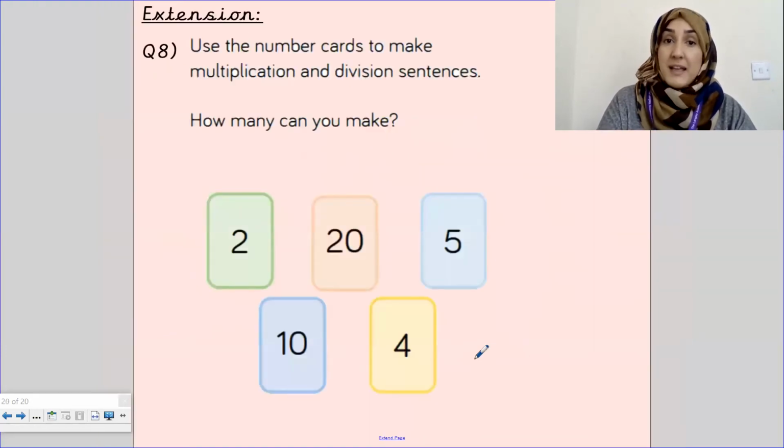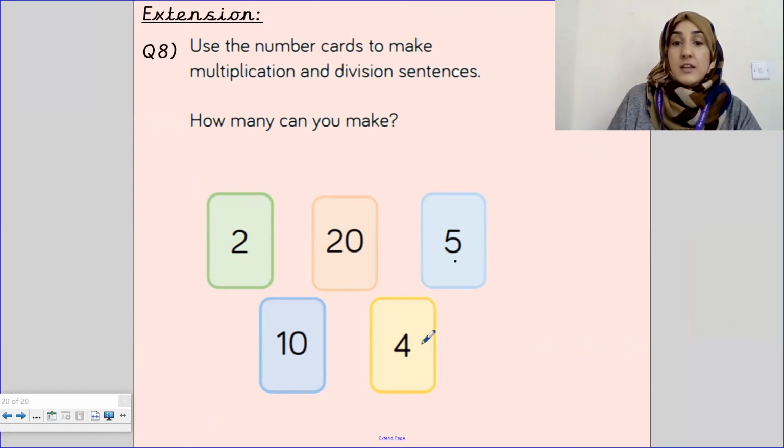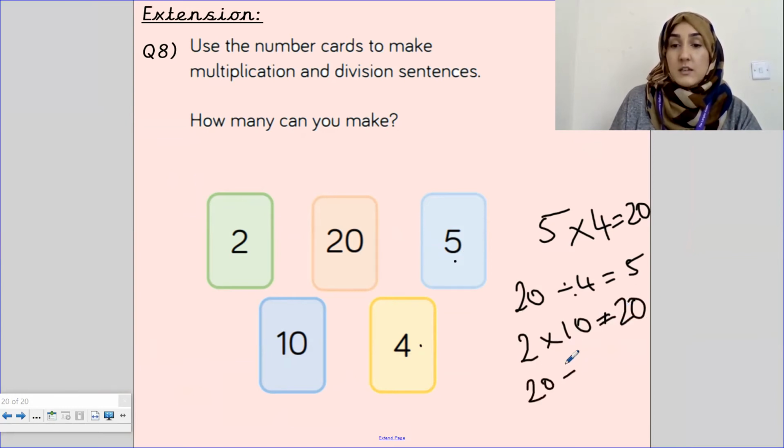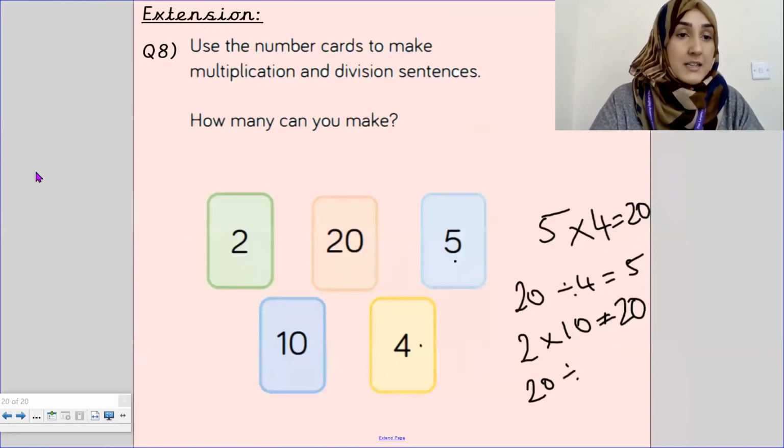Next, for question number 8, you are going to use the number cards to make multiplication and division sentences. How many can you make? For example, we have the card 5 and the card 4. So 5 times 4 equals 20. Or I could do 20 divided by 4 equals 5. Or I could do 2 times 10 equals 20. Or I could do 20 divided, actually I'm not even going to carry on because that's giving you the answer.